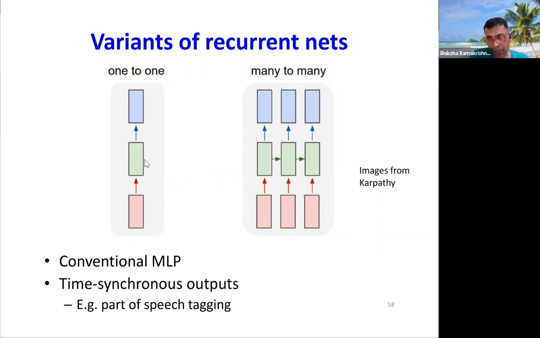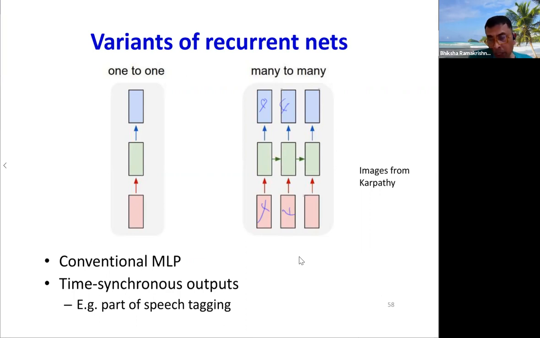If you got an input time series, you'd process each input in the series independently. The second figure shows a recurrent net with time synchronous outputs. The network processes a sequence of inputs and produces one output for every input. So at each time, you have an input and you have an output. That means you're going to have as many outputs as inputs, one output for every input. The output is time synchronous.